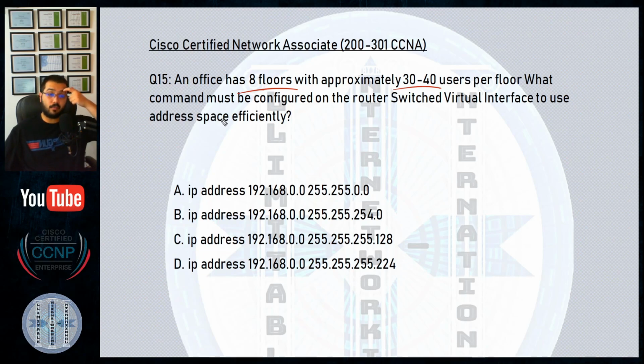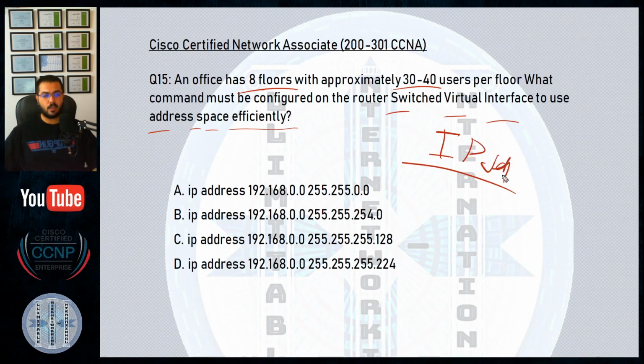What command must be configured on the router SVI, switch virtual interface, that we did a lab on at the end of the CCNA exam complete course, the English one? Okay, so which command must be configured on the router's SVI to use address space efficiently? Actually, the question means design an IPv4 block that will cover the entire office.